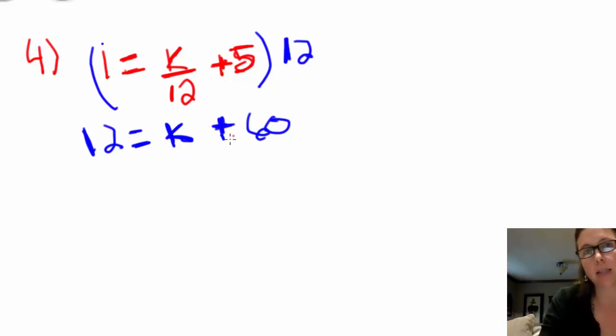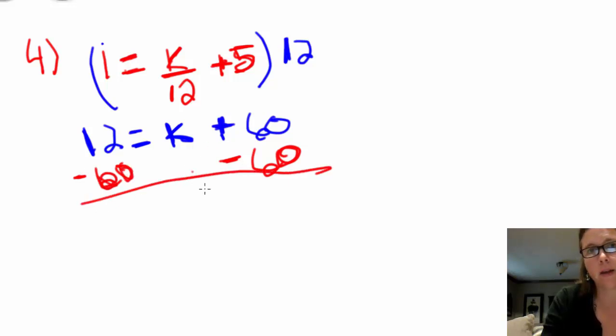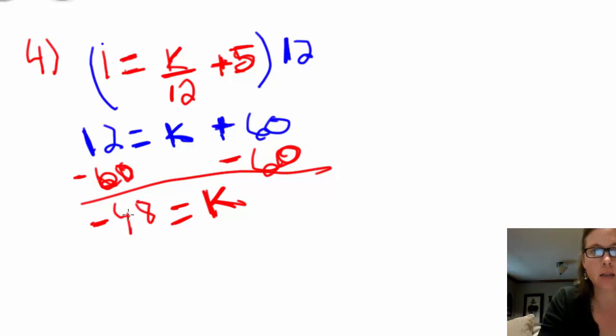We want to get k all by itself. So we need to subtract 60. Okay, so 12 minus 60. Remember, this is okay. Now that you're in algebra, you can come up with negatives. So negative 48. You subtract and take the sign of the larger number.